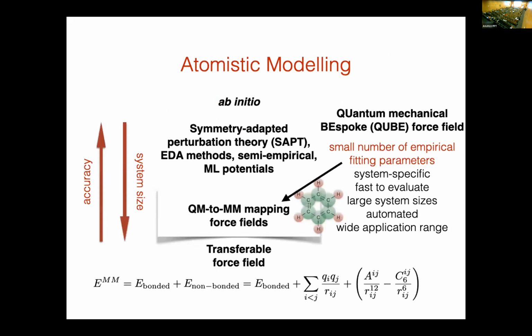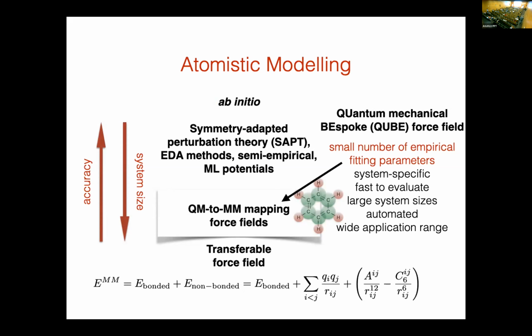So this sort of hierarchy was already described yesterday very nicely in the XFF talk. So I won't go through it again, but just on the top here, we've got all these extremely accurate ab initio and ML type potentials. And at the bottom, we've got this transferable force field. I'd just like to try and insert our method in here in between these two types of potentials.